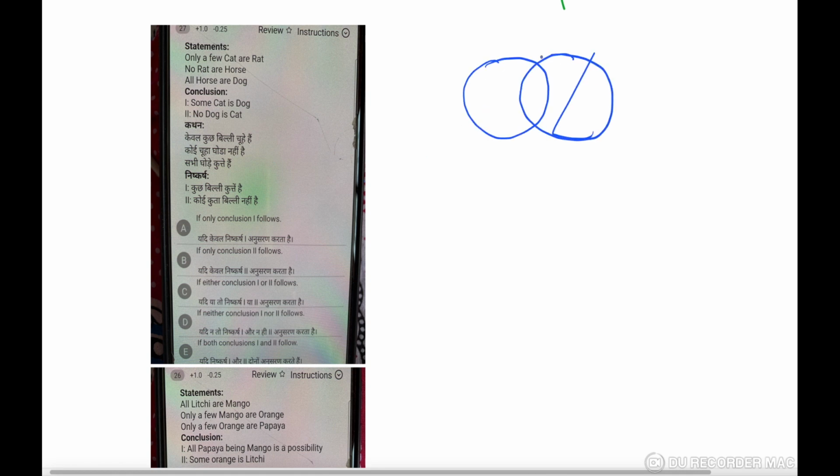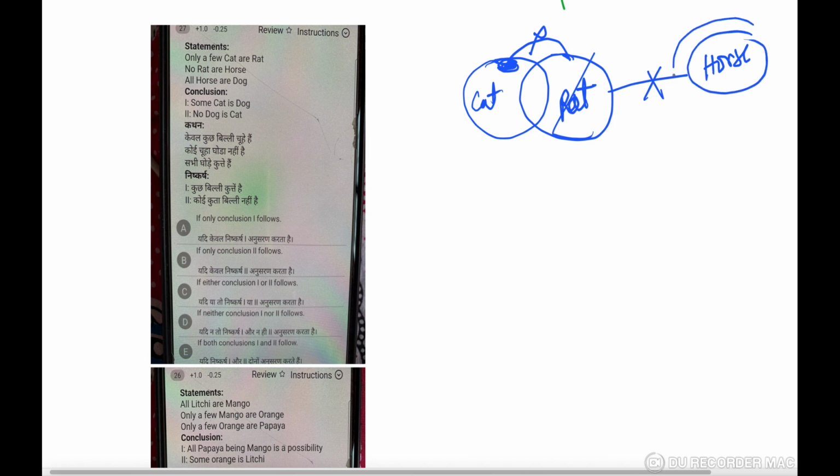Now come syllogism questions. Only a few cat are rat. So this is cat, this is rat. So I'll mark it like this. No rat is horse. All horse are dog. Some cat is dog.